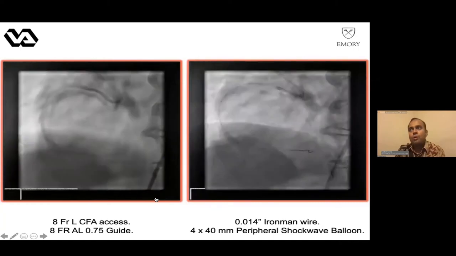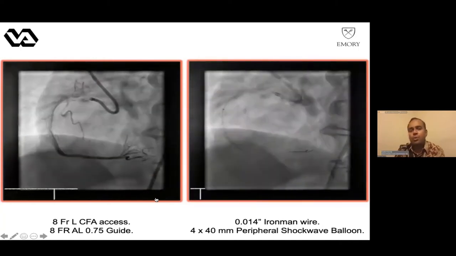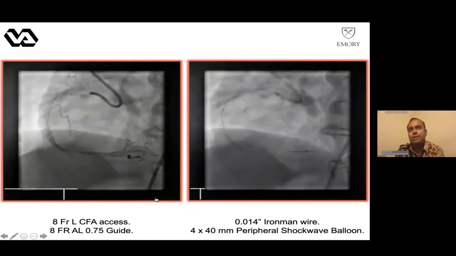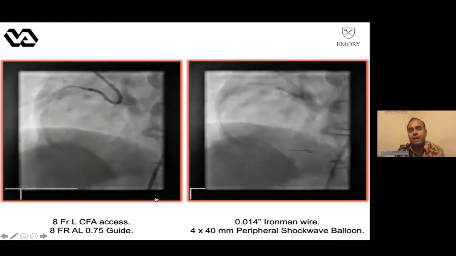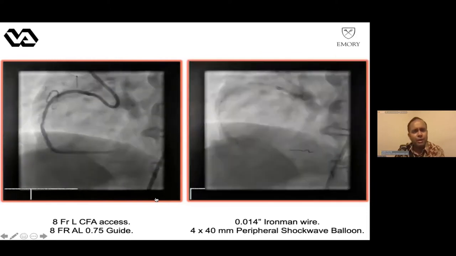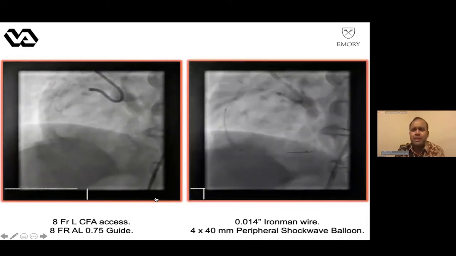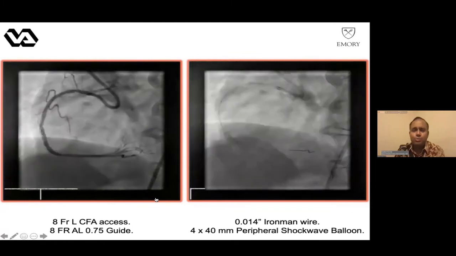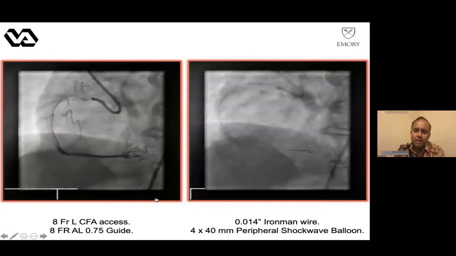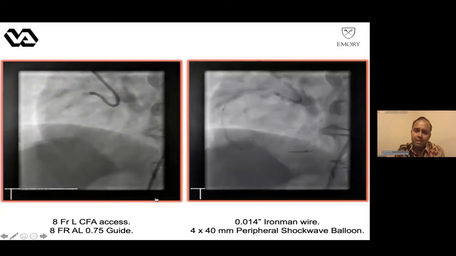As you may be aware, the Shockwave coronary balloon was approved by the FDA for use in the United States probably around end of February or March. Is that right, Prof. Akiko? End of February, yes. So prior to that, in the United States, we didn't have the coronary Shockwave balloon. So we had to use the peripheral Shockwave balloon off-label in this vessel.